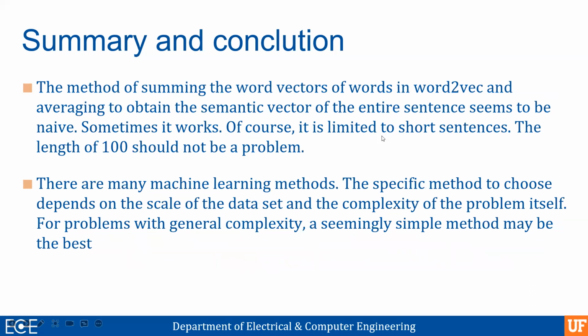And the method of summing the word vectors in word2vec and averaging to obtain the semantic vector of the entire sentence seems naive, but sometimes it works. Finally, there are many machine learning methods. The specific method to choose depends on the scale of the data set and the complexity of the problem itself. So for problems of general complexity, a seemingly simple method may be the best. That's all. Thank you.